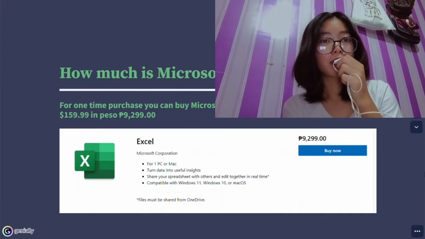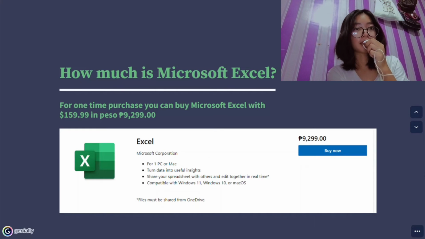How much is Microsoft Excel? For one purchase, you can buy Microsoft Excel for $159.99. In peso, it is 2,299 pesos.